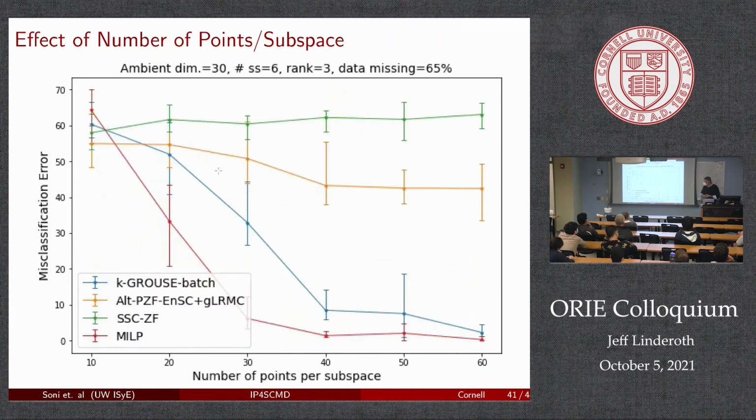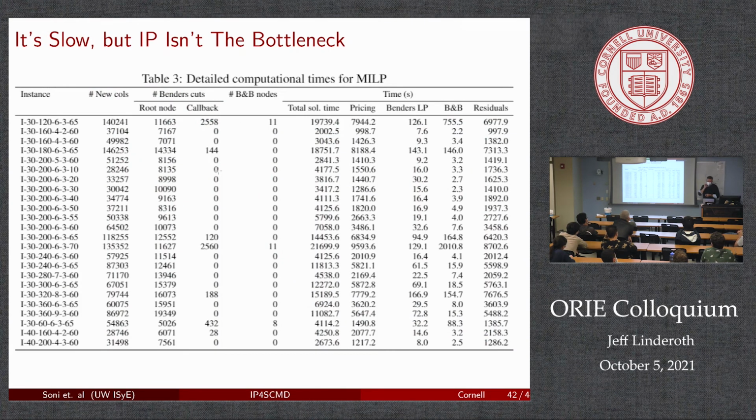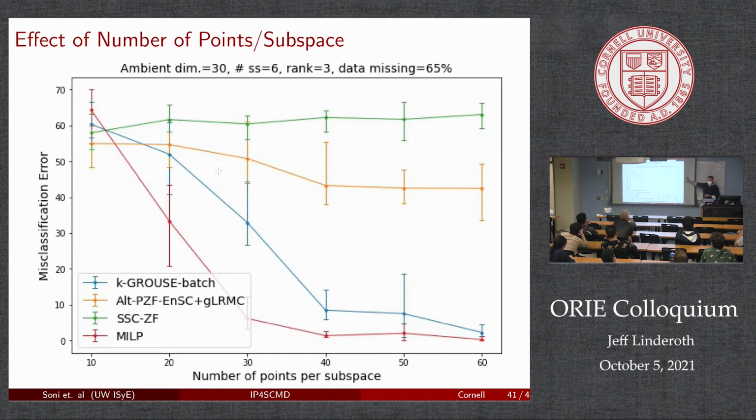And then finally, here we had 65% missing data, and just 6 subspaces of dimension 3 with ambient dimension 30, and we varied the size of the matrix, how many points per subspace we had. It's related to the first problem, like I said, but here, much earlier on, we need less and less information to do good or perfect recovery, just because we're able to do the clustering right, or holistically, I think is the takeaway from this picture. All right, so that's the great news. I think this is a really good outcome. We were happy with this.